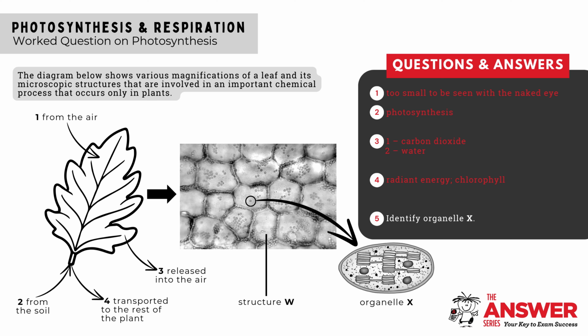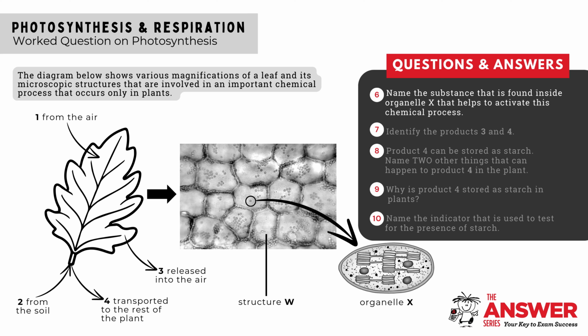Question 5. Identify organelle X. If we look at this organelle, we notice a number of stacked membranes inside of it that look like a bunch of coins stacked on top of one another, and that is a typical structure of a chloroplast.